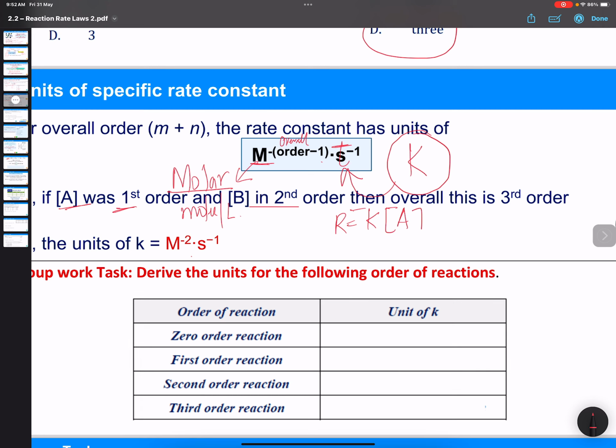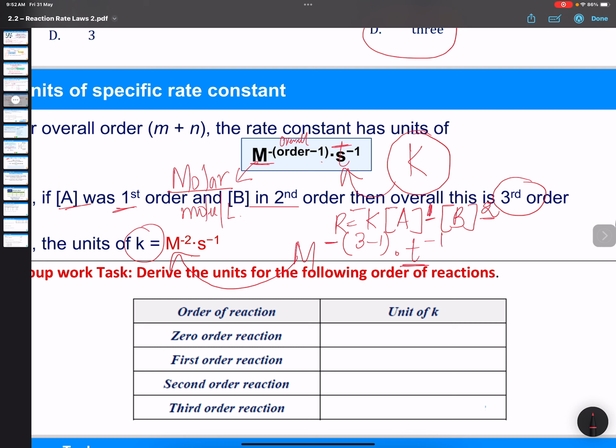If A was first order and B was second order, the overall order is 3. So what will be the unit of k? Substitute the values: M^(1-3) time inverse. You can use seconds, that's fine, but you always need to see what unit the question has used. So see, you are getting the same units.